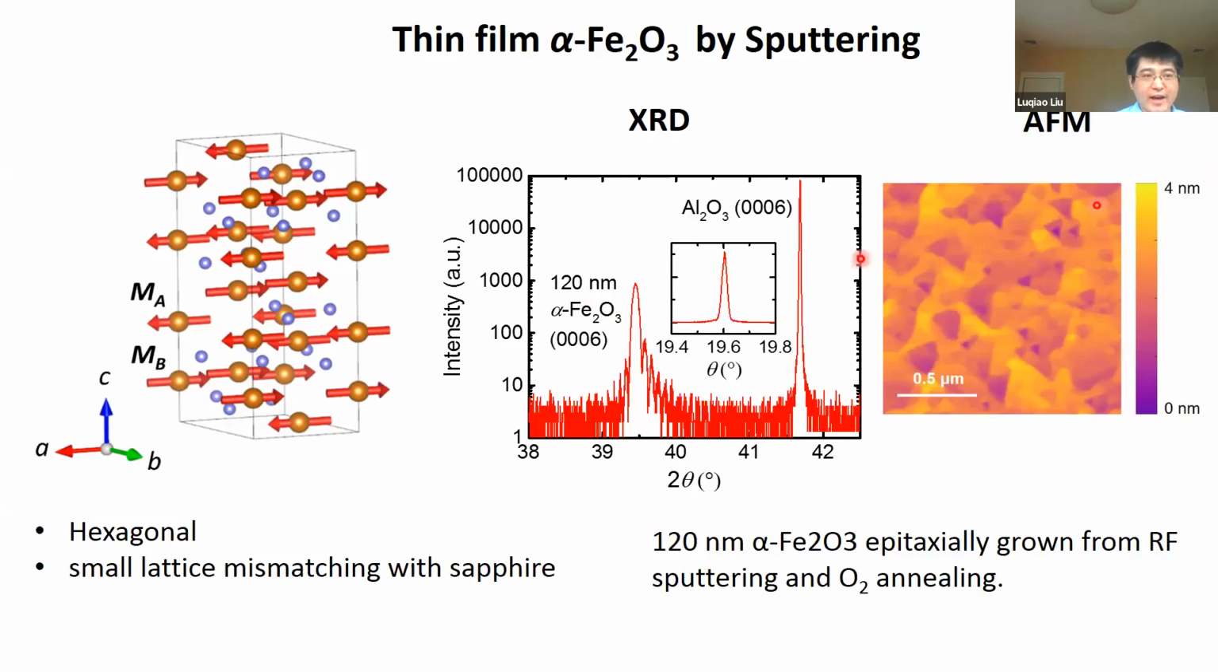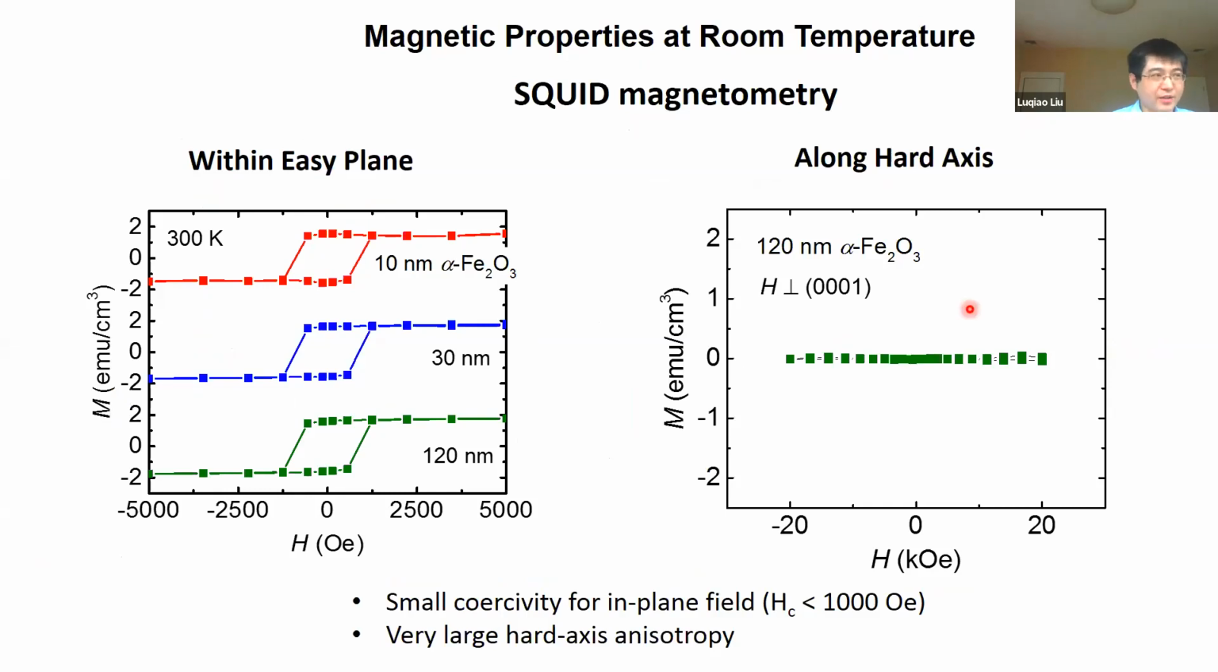And we can also do the AFM study. As you can see, there is an atomic step, and also this kind of triangle shape, which is consistent with the crystal structure of alpha iron oxide. Okay, after this structural characterization, we can start to look into the magnetic properties of iron oxide.